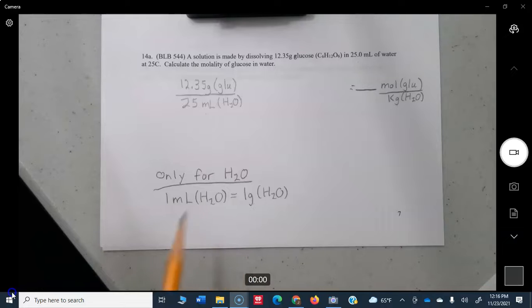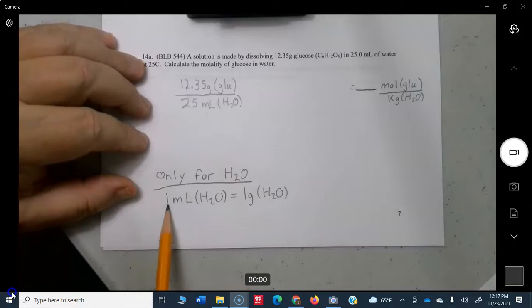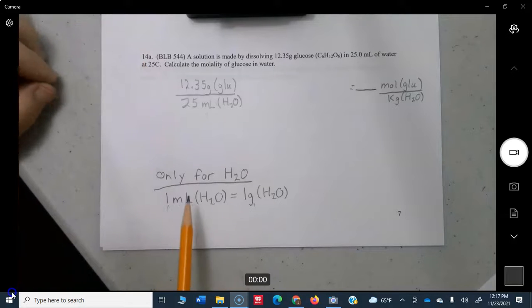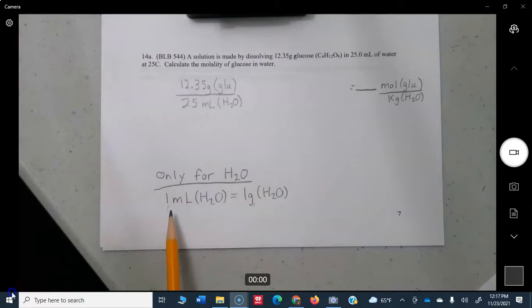And if you look at a bottle of water that you buy at 7-Eleven, for example, that's a 1 liter bottle, you'll see that it has a mass or a weight of 1 kilogram or 1,000 grams. So that's only true of water. If it's anything other than water, you have to be given a density, like we did back in problems 10A and 10B, where they have to give you the density of the solution or of the substance. Okay, so here we go.